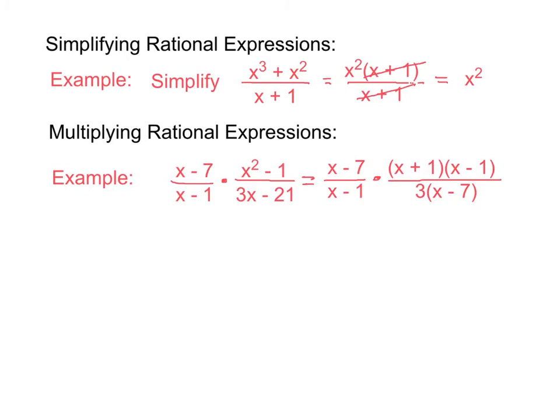Now, if we look for common factors in the numerator and the denominator that we can cross off, notice we've got x minus 7 in the numerator and x minus 7 in the denominator. And we've also got x minus 1 in the denominator and x minus 1 in the numerator. So canceling these out, our result is x plus 1 over 3. So here we've multiplied two rational expressions, simplified them, canceled out common factors, and our result is x plus 1 over 3.